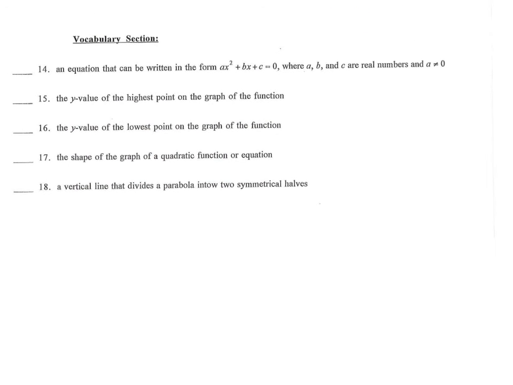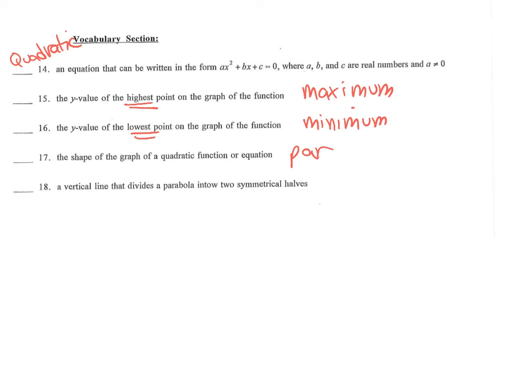An equation that can be written in this form is called a quadratic. The y value of the highest point of the function is the maximum. The y value of the lowest is called the minimum. The shape of the graph is a parabola. And a vertical line that divides it into two symmetrical parts is the axis of symmetry. Boom.